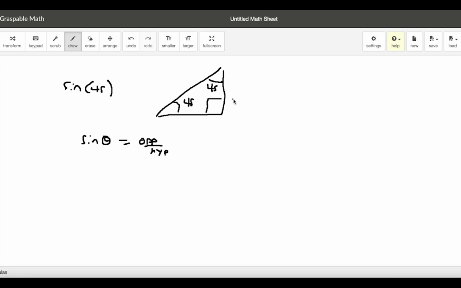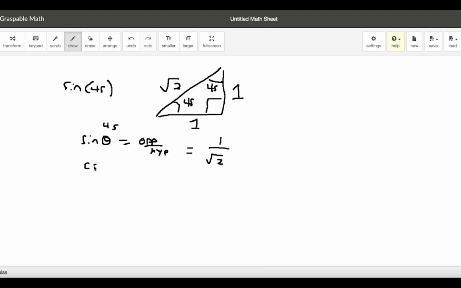So we know that sine 45 equals opposite. In this case, what does opposite equal? Opposite is 1. So for these triangles, the sides are 1, 1, and square root 2. These values you just need to memorize, for the 45, 45, 90 and for the 30, 60, 90. So opposite over hypotenuse, sine of 45 is 1 over hypotenuse, which is square root 2, and that's our answer for sine of 45.